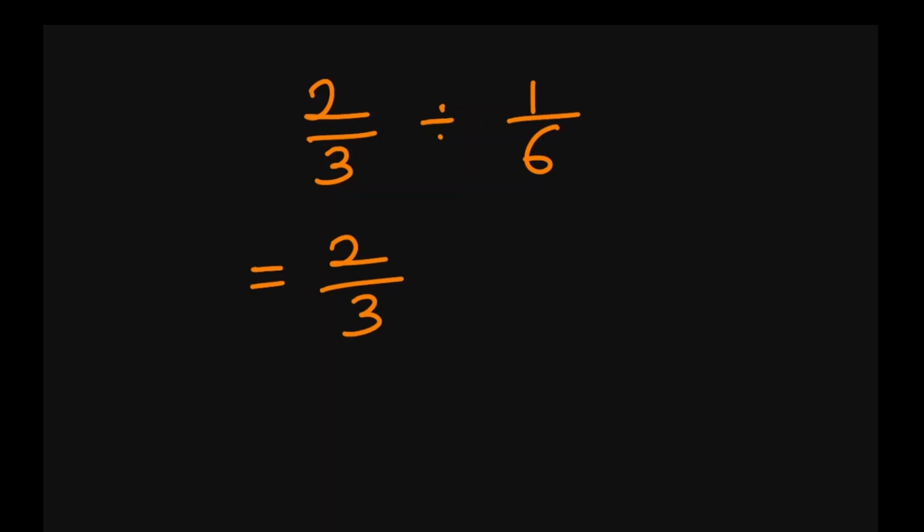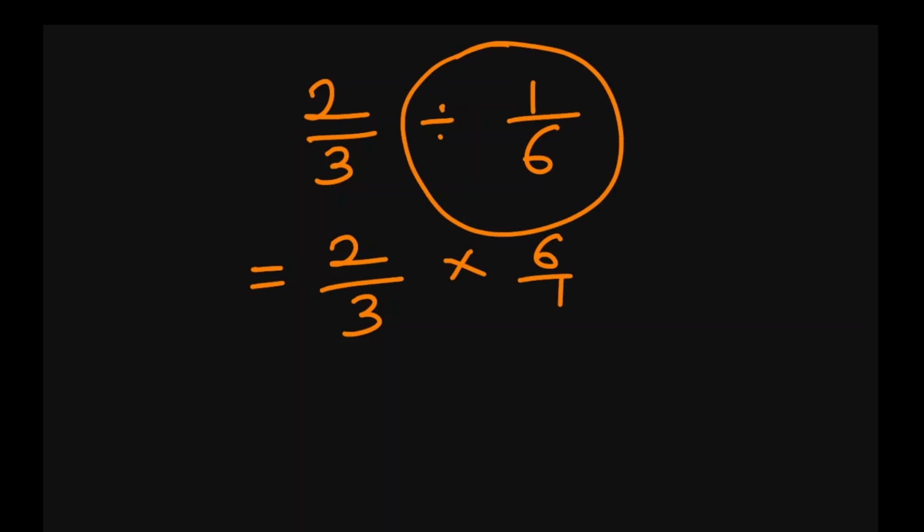If we find the reciprocal of this divided by 1 over 6, it gives us times 6 over 1. Then if we cancel out 3 here, 3 here too, the answer becomes 4.